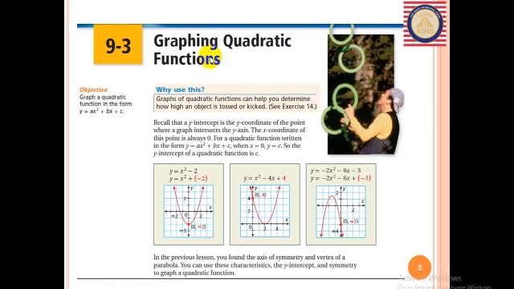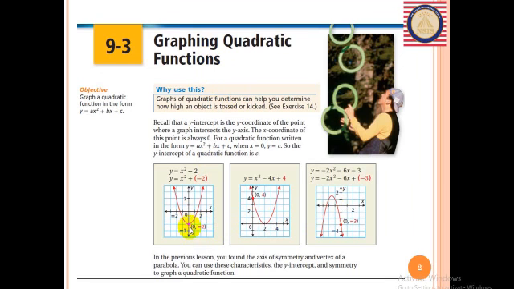Today's new lesson is in chapter 8, lesson 9.3, graphing quadratic functions. We talked about quadratic functions last session, and we learned how to get the vertex, the line of symmetry, and the zeros of the function. If you remember, this is the vertex, the minimum point here and the maximum point here.